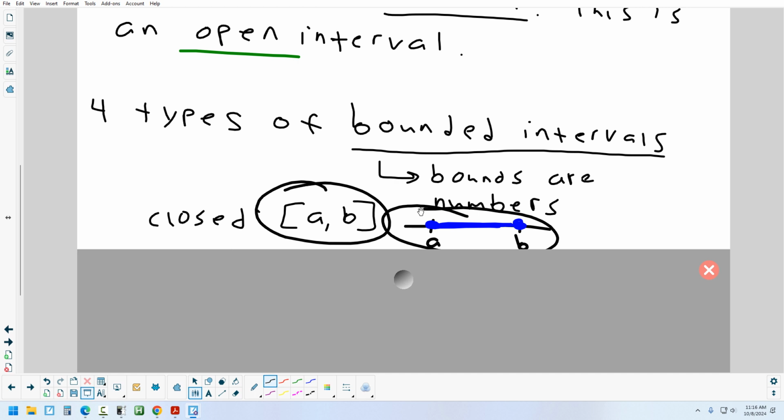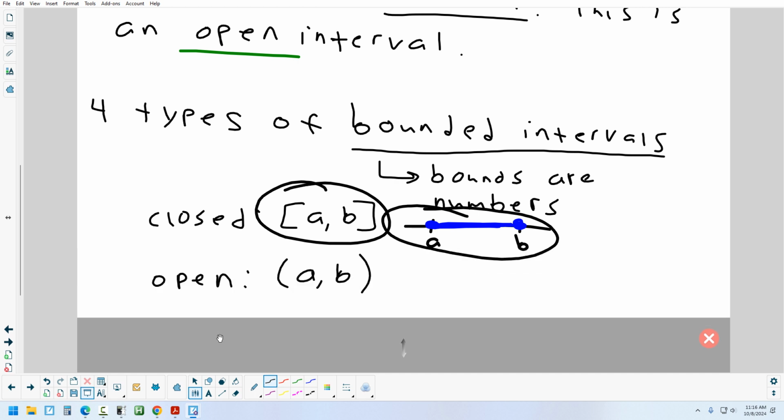So when you include each endpoint, that's called closed. When you don't include each endpoint, that is open. So it looks very similar, except what kind of circle would you have on A and B this time? Open. Do not include A, do not include B, but you can include anything between.